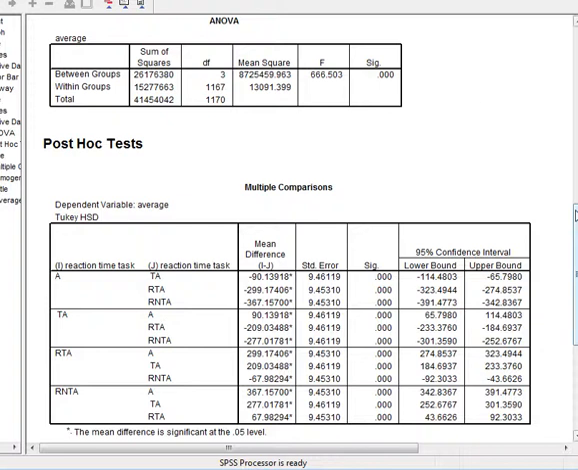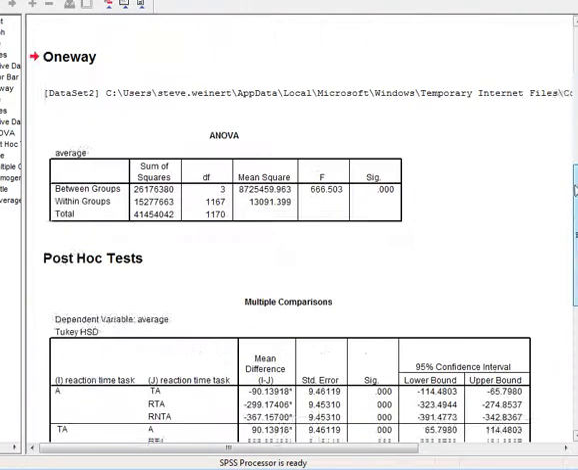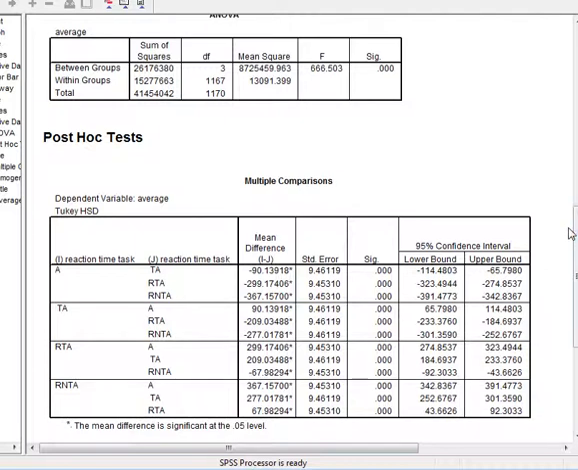So it's really a simple thing. It's one graph and one test. Boom, done.